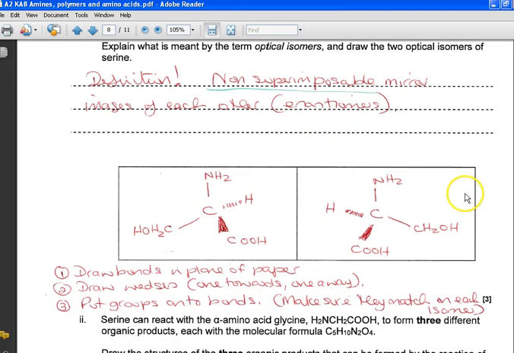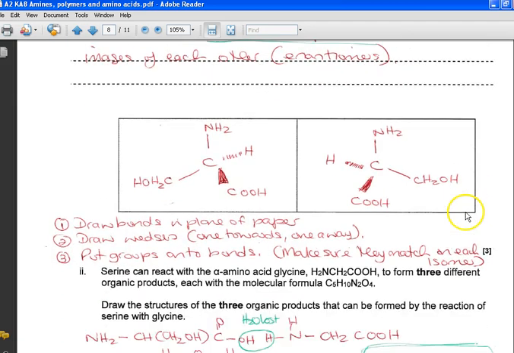Please learn your definitions. You're asked then to draw the 2 optical isomers of serine. So please watch the Boomer Chemistry video if you can't remember how to do this. He makes it very clear. I've written instructions here. You draw the 2 bonds in the plane of the paper first. These are obviously identical. This one and this one are going away from each other in opposite directions. Then draw the wedges in, going away from you, coming towards you, and then put in the groups.